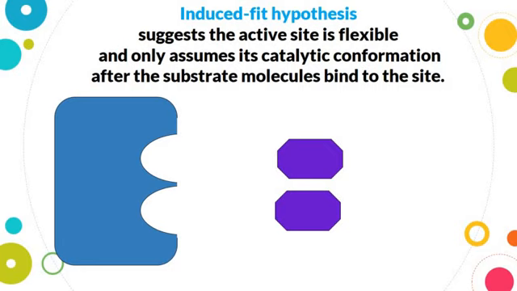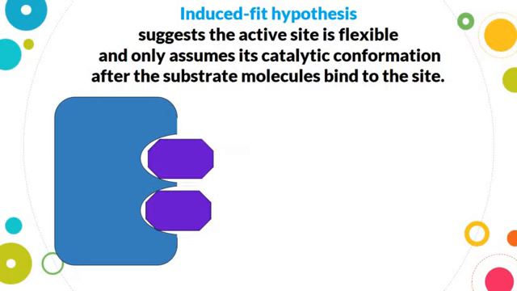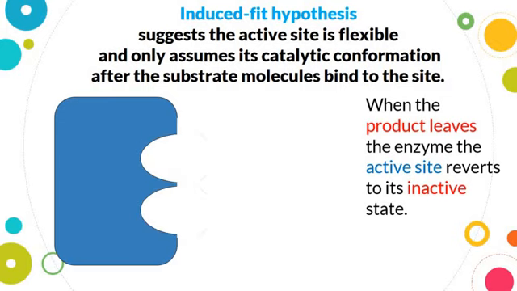So the induced-fit hypothesis suggests that the active site is flexible and only assumes its catalytic conformation after the substrate molecules bind to the site. So we can see the substrate entering, and you notice that the active site changes shape in the presence of substrate to be a much better fit. When the product leaves, the enzyme is going to make its active site change shape again, because now we are not inducing a fit, so the active site reverts to its inactive state.